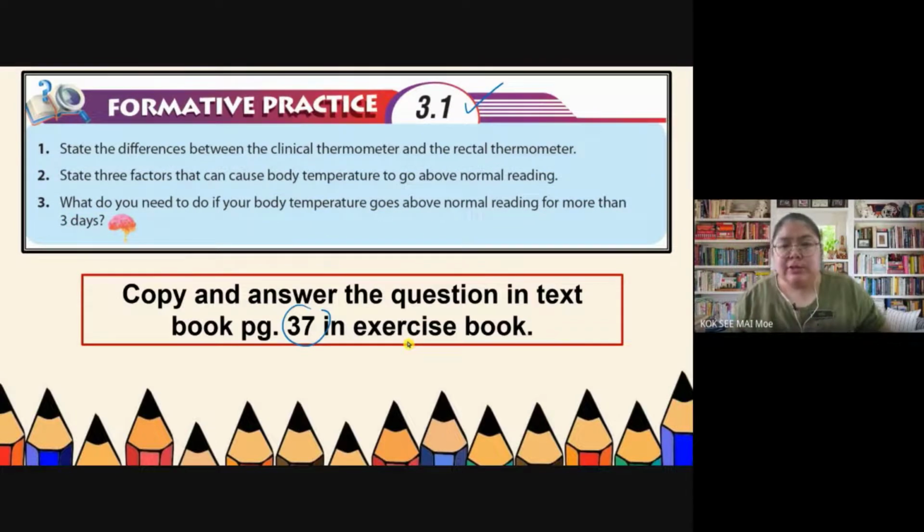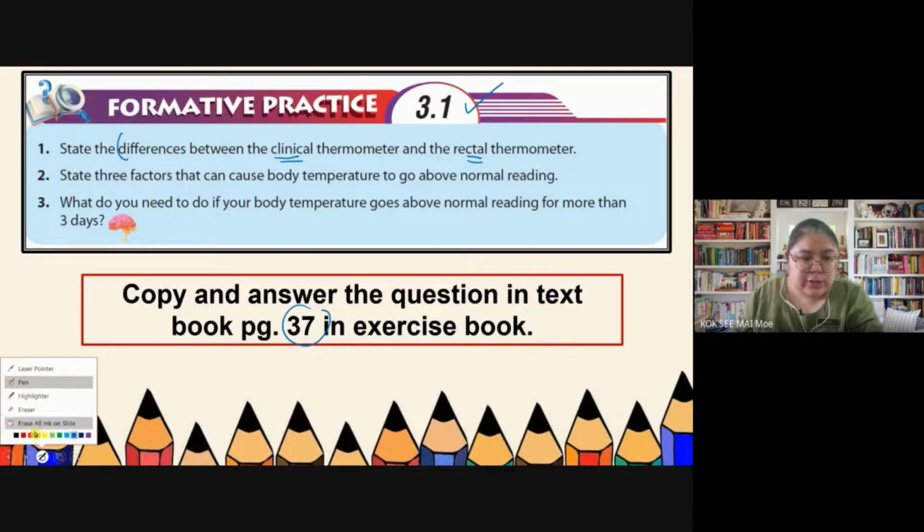Okay, so this one is 3.1. You need to answer it. The question says, what is the difference between the clinical and also the rectal? What's the difference? So when you answer the question, mention one or two points, because they said differences. Differences mean you need at least two different answers.